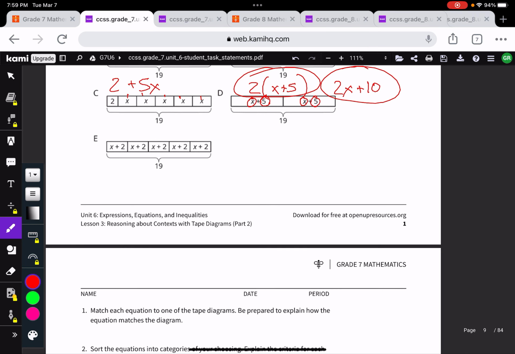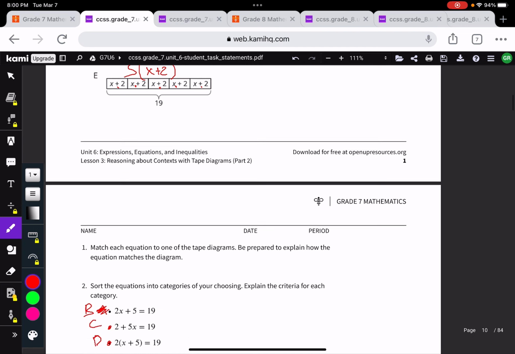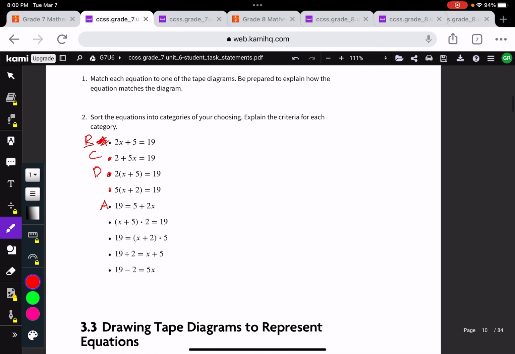look at E. Here I have 1, 2, 3, 4, 5 x plus 2's. So I write it like this. I have 5 x plus 2's. Remember, repeated addition is multiplication. So that's like saying x plus 2 plus x plus 2 plus x plus 2 plus x plus 2 plus x plus 2. Or 5 x plus 2's is equal to 19. So that's E. 5 x plus 2's is equal to 19. So that one goes with E.